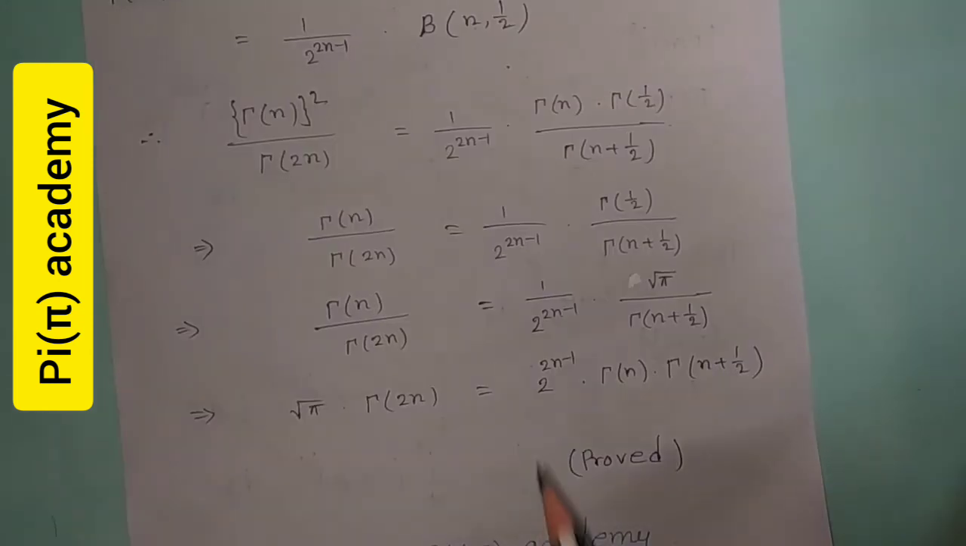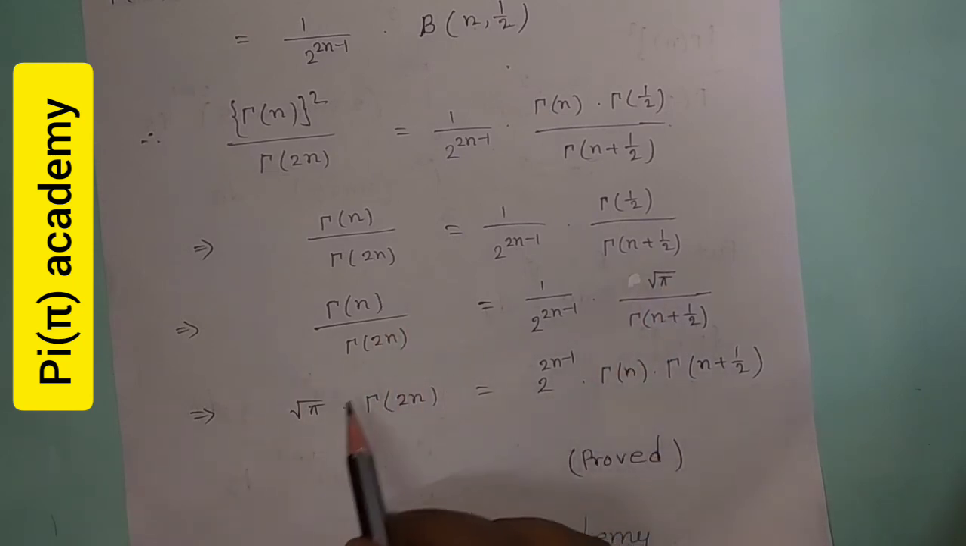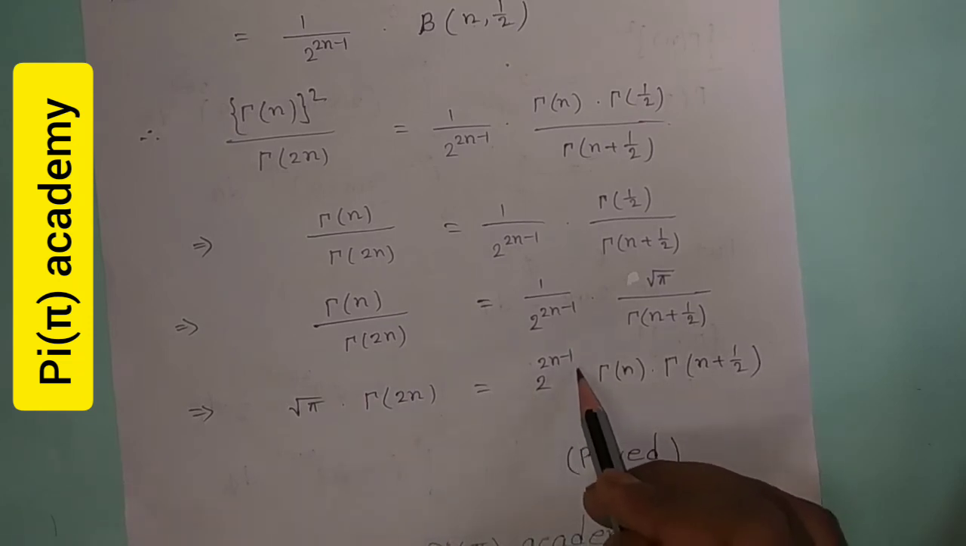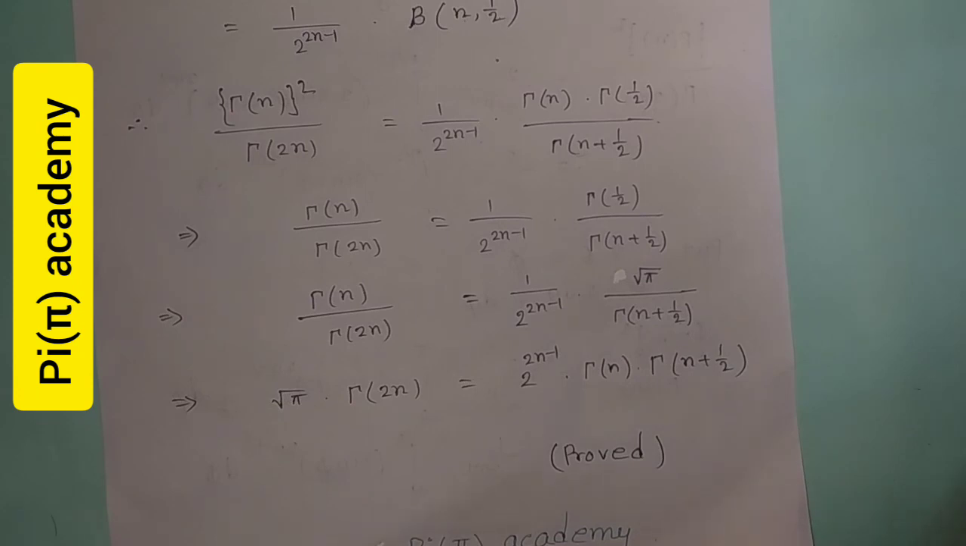Now, by cross multiplication, we get the required result, that is root pi into gamma 2n equal to 2 to the power 2n minus 1 into gamma n into gamma n plus half, and the proof is complete.